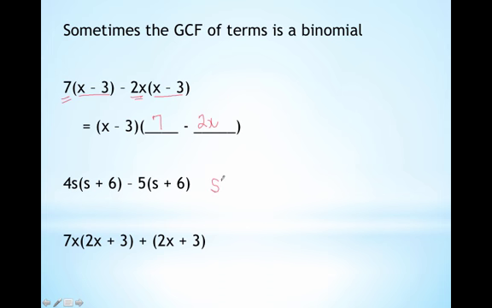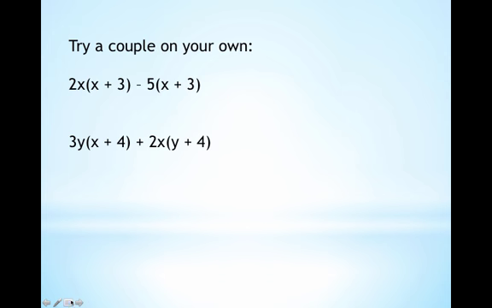So I've got an s plus 6 common to both of them, and what's left is a 4s minus 5. Easy enough. I've got a 2x plus 3 common to both of them, and a 7x plus, there's nothing here. So remember, the placeholder is 1, because I really do have one 2x plus 3. Okay. Try these on your own. Pause your video, please.